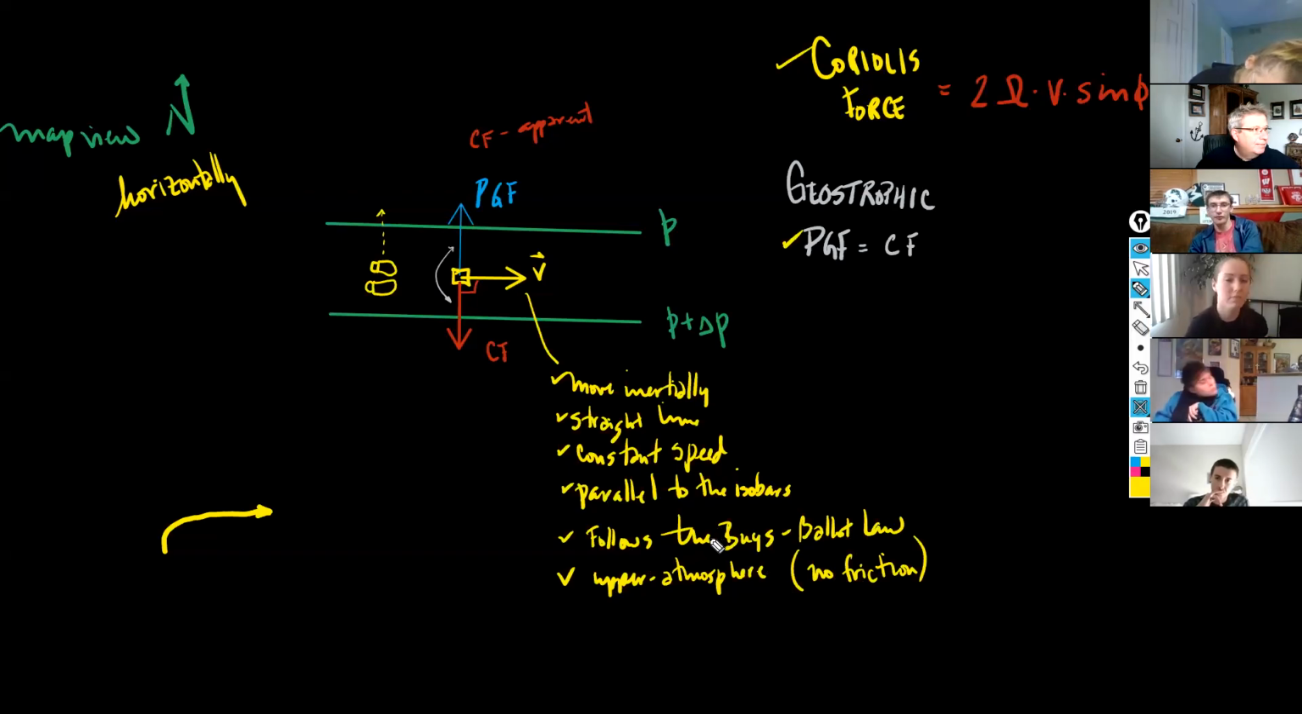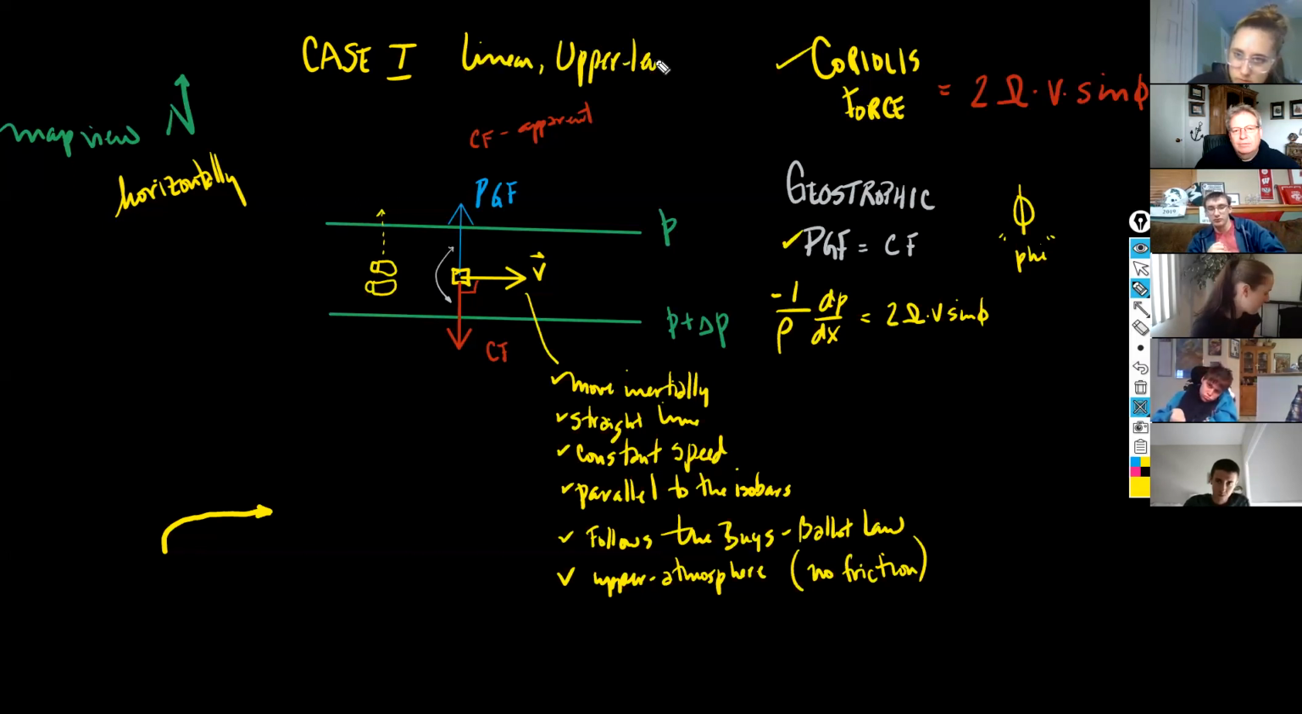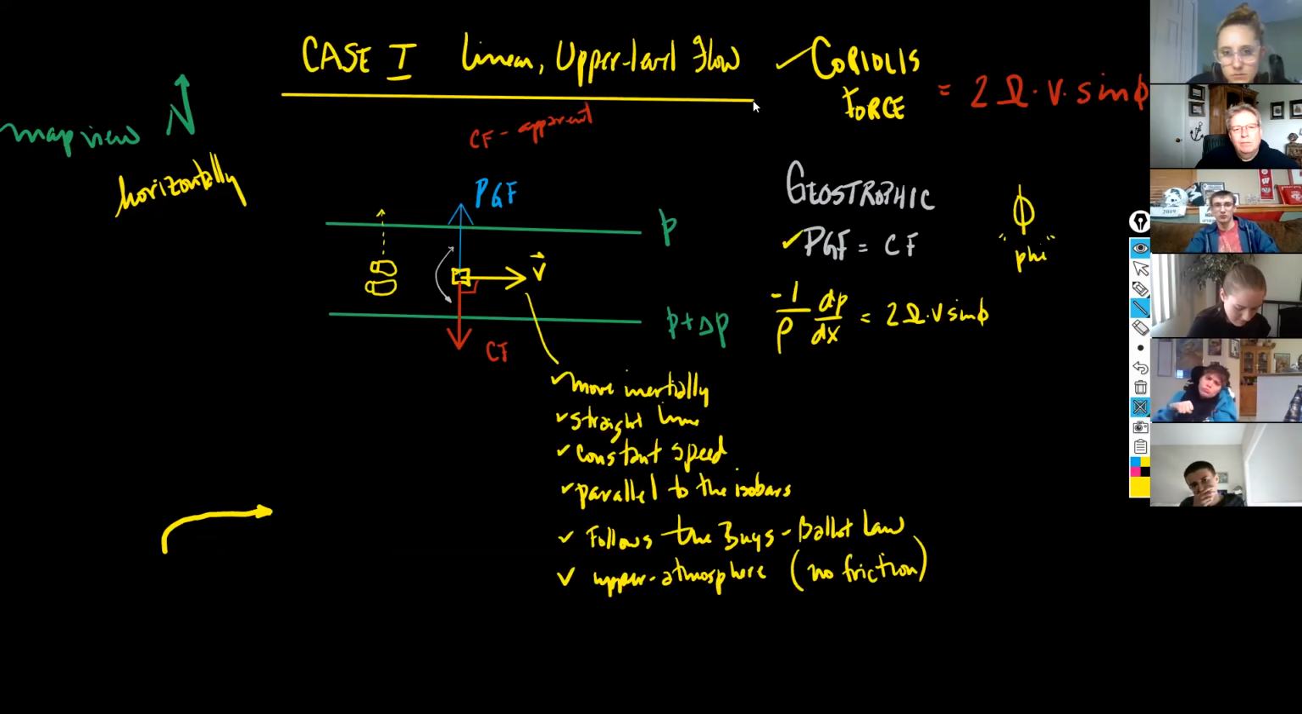Does that make sense? Now, the pressure gradient force is negative 1 over rho dp dx equals 2 omega v sine phi. This is the Greek letter phi. In the notes, this is case 1, which is linear upper level flow. Linear upper level flow.